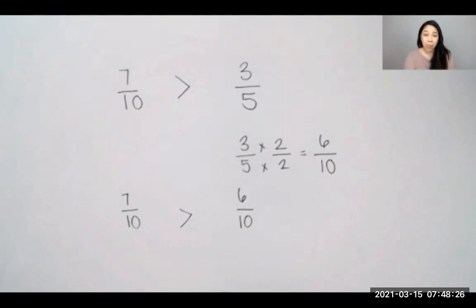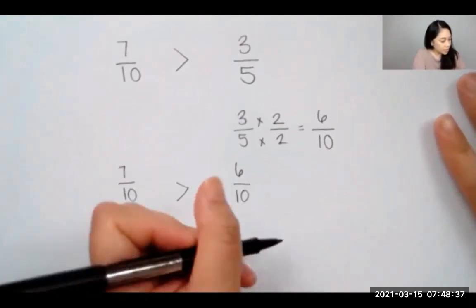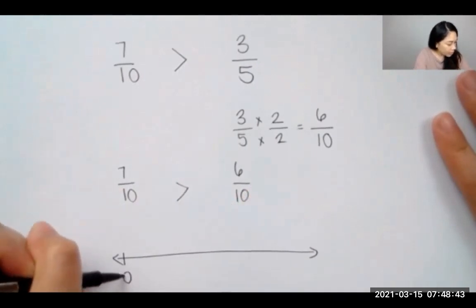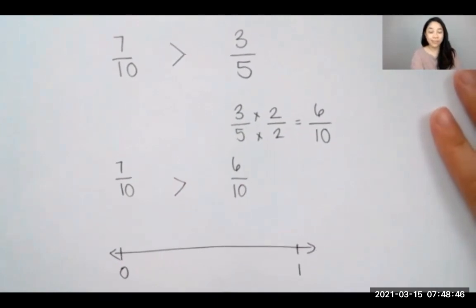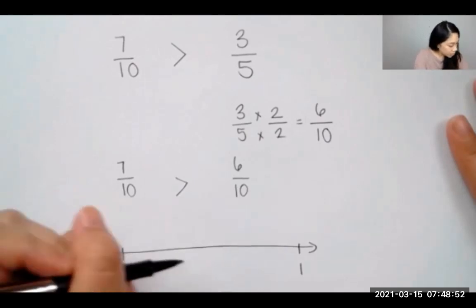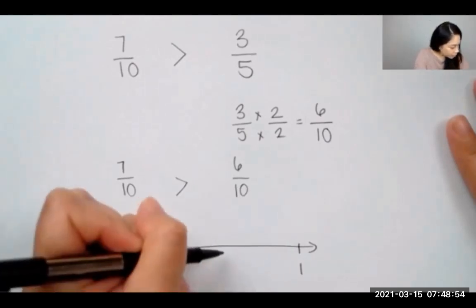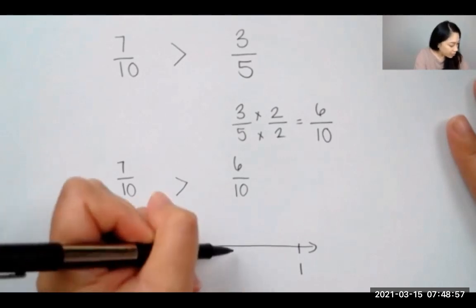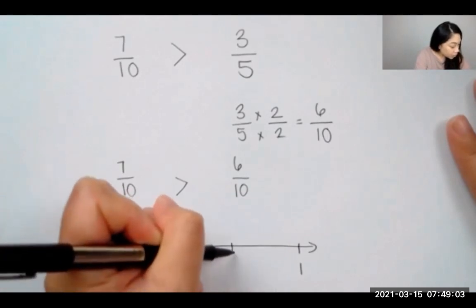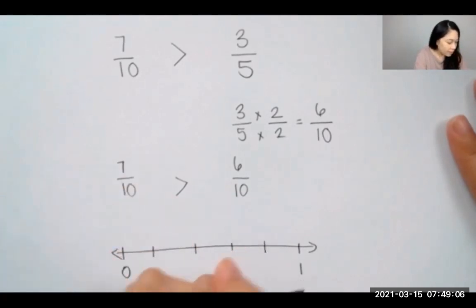Let's try to solve this problem a different way. We'll use a different model. This time, we'll draw a number line and we'll clearly mark where 3/5 is. To make this number line, I'll have an endpoints of 0 and 1. We'll start with 3/5, so we'll mark where 3/5 would be. I'll need to partition it into 5 parts. So 1/5, 2/5, 3/5, 4/5, and 5/5.